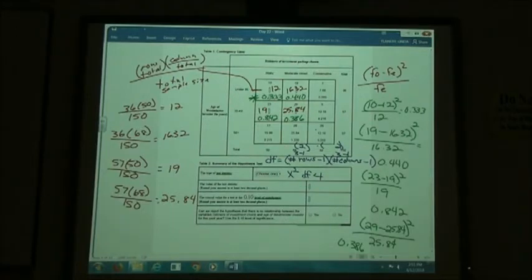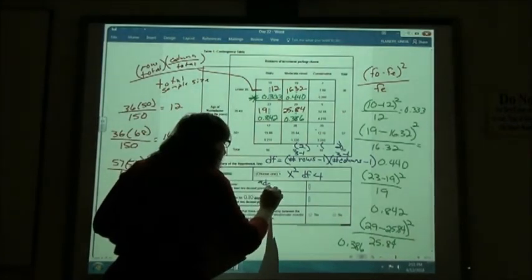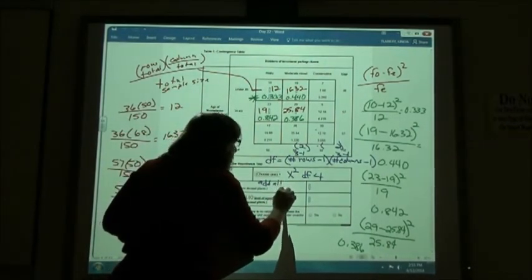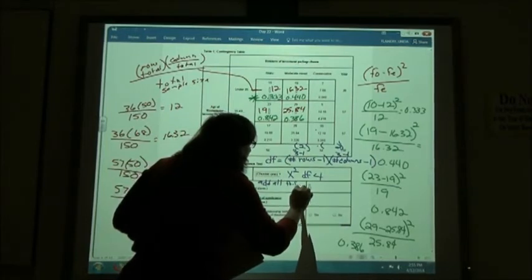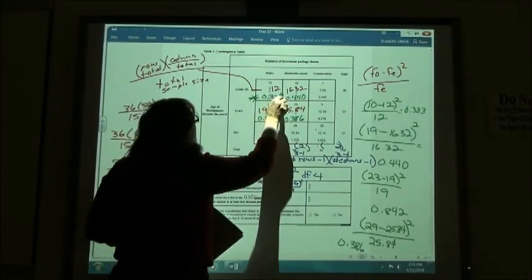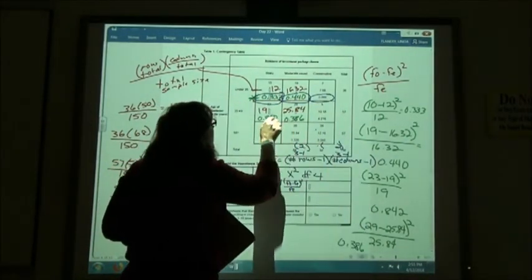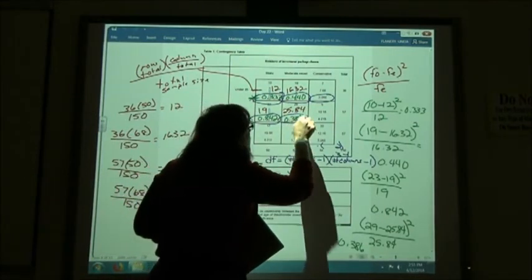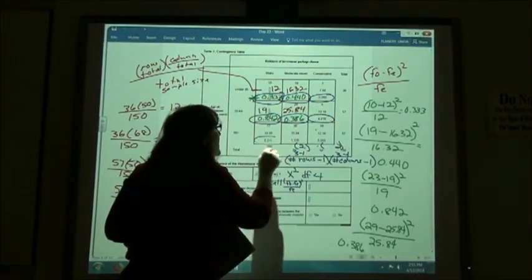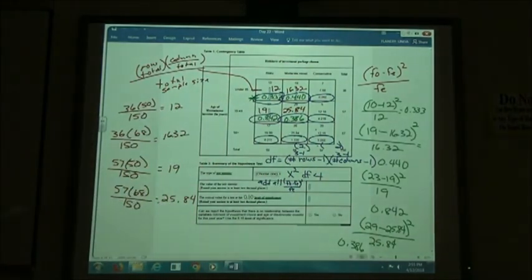The value of my test statistic. If I'm going to find the value of my test statistic, I'm going to add all of the FO minus FE squared over FE numbers. So that means I'm going to take this one plus this one plus this one plus this one plus this one plus this one plus this one plus this one plus this one. You're going to add up all 9 of those numbers.